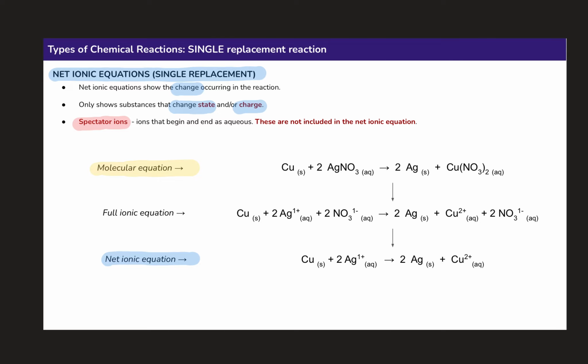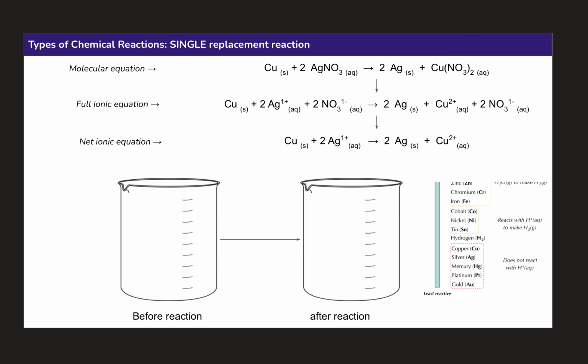They begin as aqueous ions and they end as aqueous ions. Their state and their charge does not change, so they are not included in the net ionic equation. To go from the molecular equation down to the net ionic equation, often first you have to write the full ionic equation. What the full ionic equation does is it translates the molecular equation into a truer version of it called the full ionic equation.